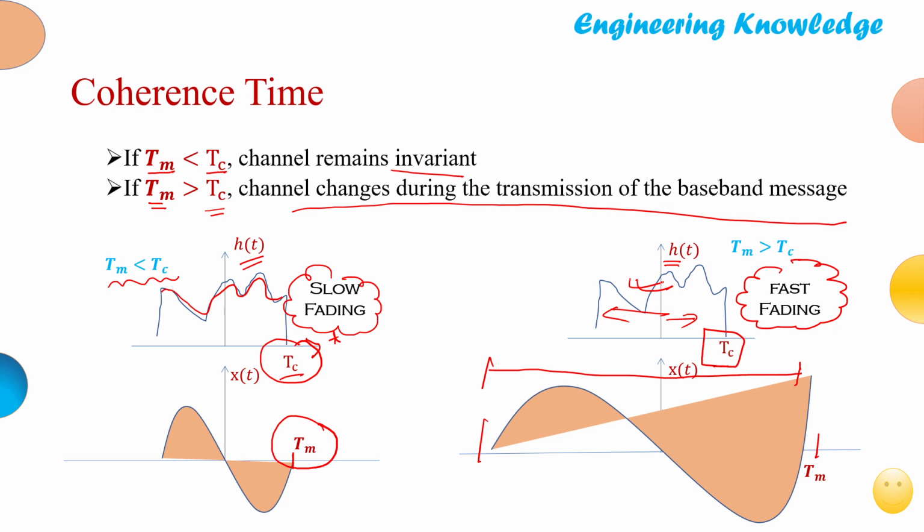So slow fading happens when the time period of the signal is smaller than the coherence time, and vice versa. When the time period of the signal becomes larger than the coherence time of the channel, the channel changes multiple times, leading to the fast fading of the wireless communication system. This can be compared to the concept of coherence bandwidth that we discussed in the last lecture, the link of which is given in the description.